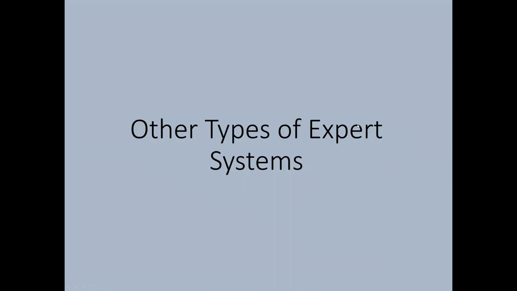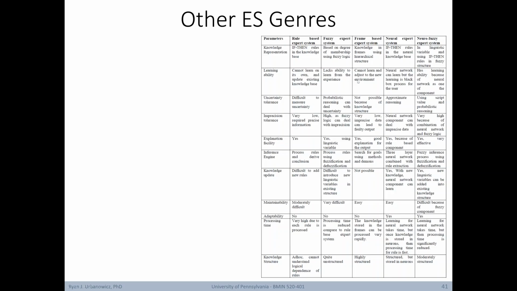So that's been our initial focus on rule-based expert systems. Now we're going to take a quick tour of some other kinds of expert systems just so you have some familiarity of what else is out there. Here's a very complex table that I'm not going to go into great detail now that illustrates some of the other major types of expert systems that are out there.